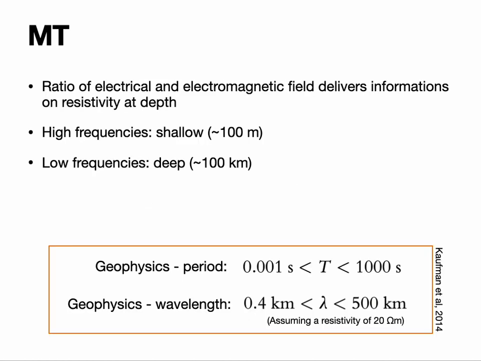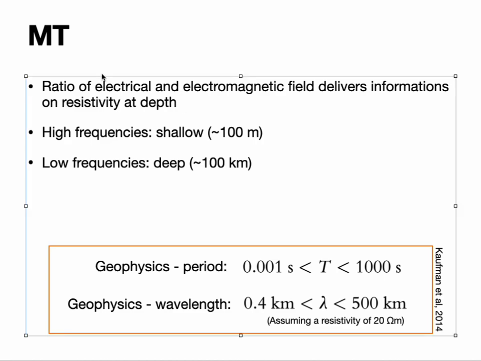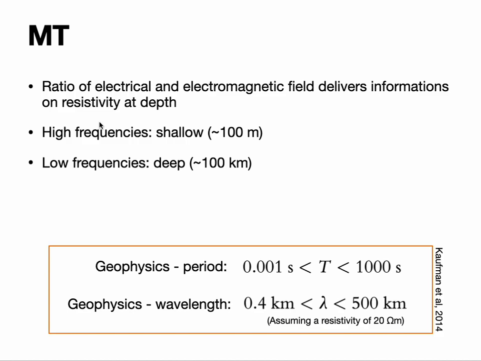With MT, the idea is to measure the ratio of electrical and magnetic fields to get information on resistivity at depth, and we will discuss how to get there. High frequency waves allow us to sense shallow depths, on the scale of 100 meters, while low frequencies reach large depths, on the scale of 100 kilometers. So these are the numbers to remember.